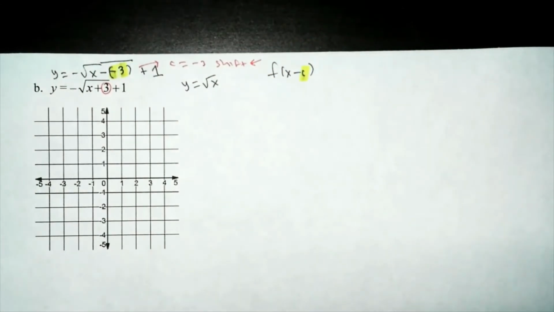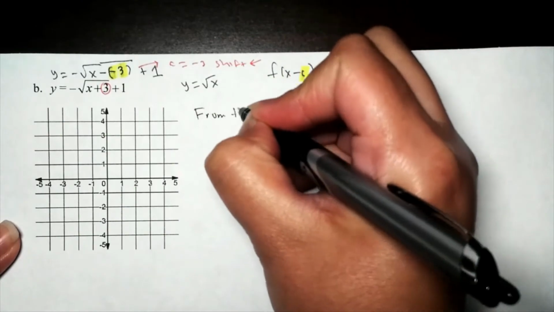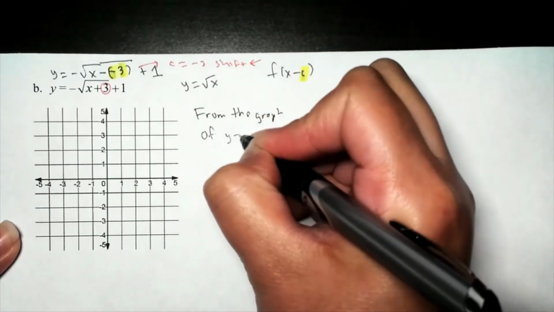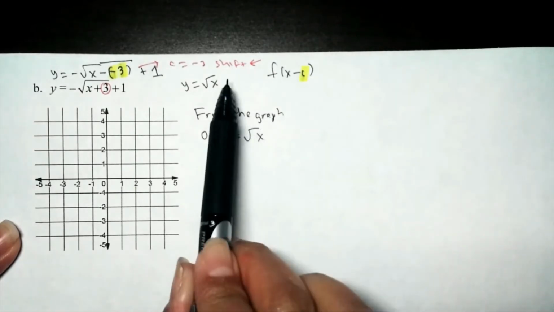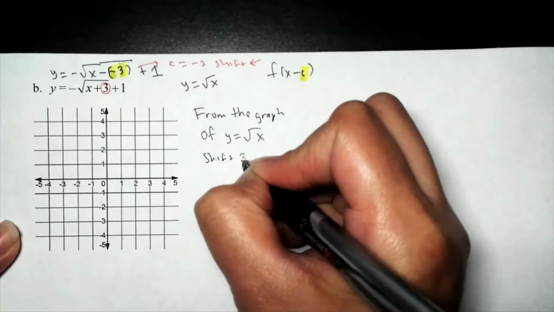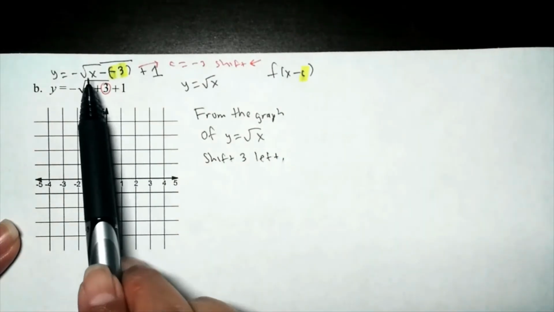We're gonna pretend you can read my writing. So let's go ahead and start writing our description. From the graph of y equals square root of x, we're gonna shift 3 left. Shift 3 left. Then what are we gonna do?